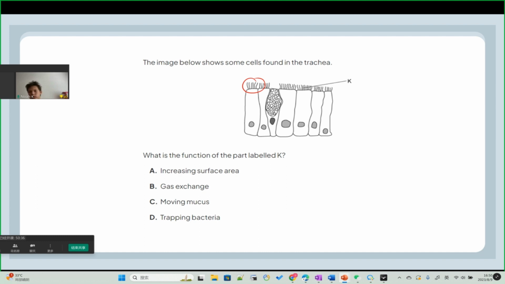Moving mucus. Very good. Yep. Then how about the structure of this cell? Secreting mucus and trapping bacteria, if I was to choose from the 4 options. Yep. So if you're choosing from these 4 statements, which one would you choose? Trapping bacteria. Yep. Very good.